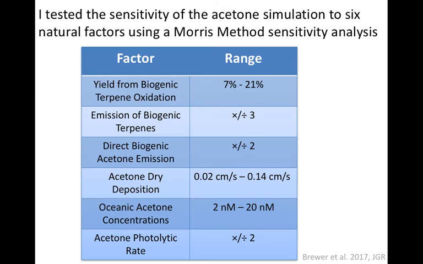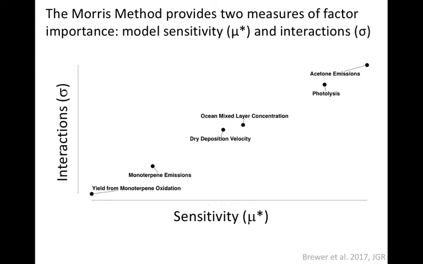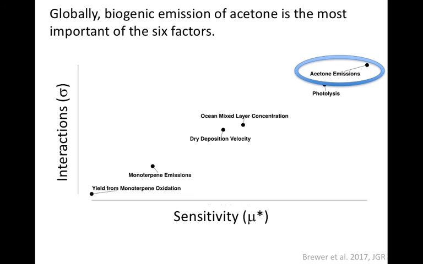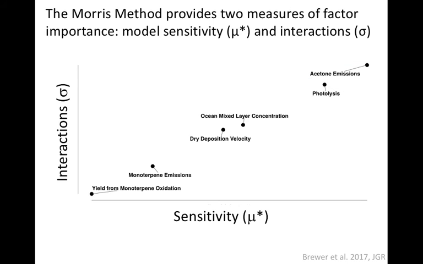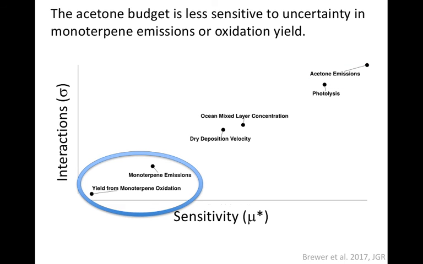This is what you get out when you do the Morris method sensitivity analysis. These are 2 different measures of factor importance. And they're purely qualitative, so the actual values don't matter, but the relationship of points to one another does. You have the absolute model sensitivity on the x-axis there, and then a term taking into account interactions between factors on the y-axis. And both of those are potentially markers of importance. So, globally speaking, biogenic emission of acetone is the most important of the 6 factors that I tested, followed by photolysis. And the factors related to monoterpene emissions are the least important. And that makes sense based on the scale of the emissions in question.